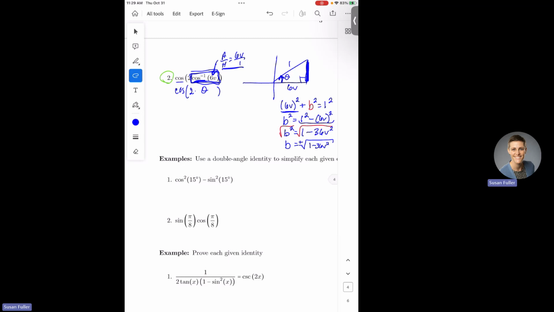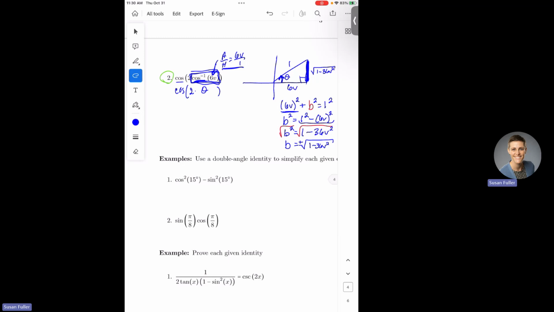Technically, there's a plus or minus here. Is this side positive or negative here in quadrant 1? Yep, it's positive, so it's going to be the positive square root of 1 minus 36v squared. Okay, so the Pythagorean theorem here is done, and I have a full triangle here.